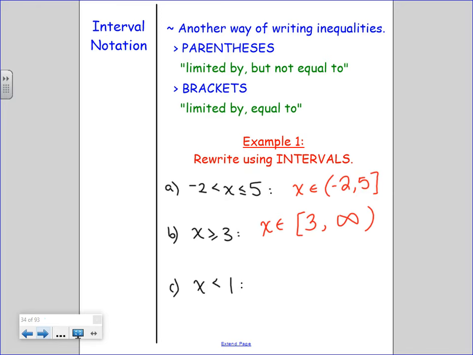The last one, what do you guys think? How far down can you go? Negative infinity. How far up can you go? Wait, was that right? What should I have at 1?